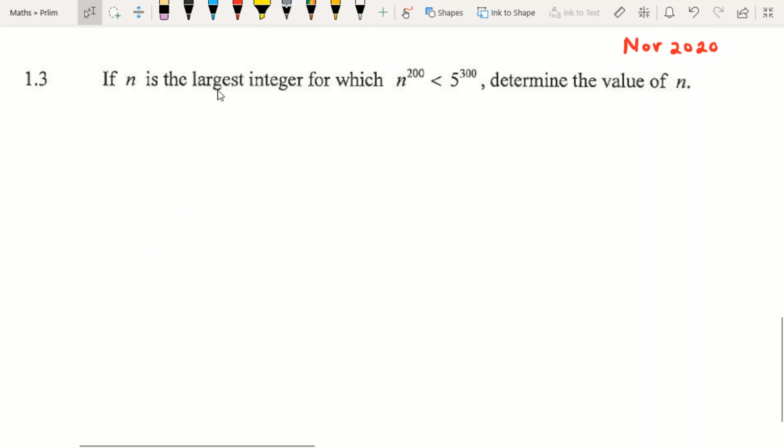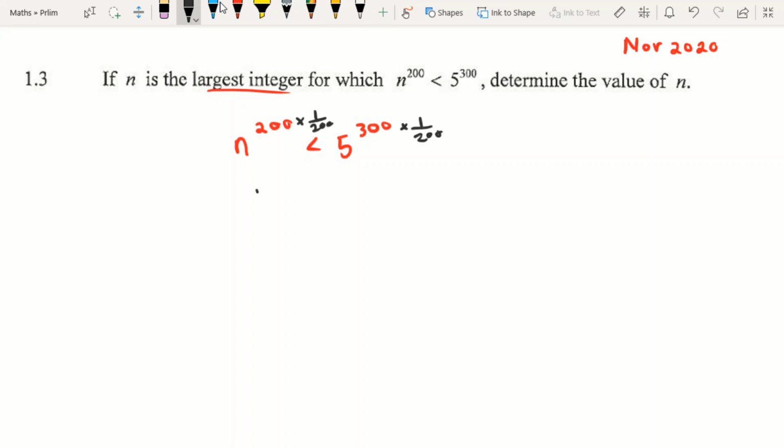So here we are told that if n is the largest integer for which n to the power of 200 is less than 5 to the power of 300, determine the value of n. So the first thing we're going to do is write n to the power of 200 is less than 5 to the power of 300. And we're just going to get rid of the power because we want to identify n. So we're just going to multiply by 1 over 200. And then n is less than 5 to the power of 300 over 200.